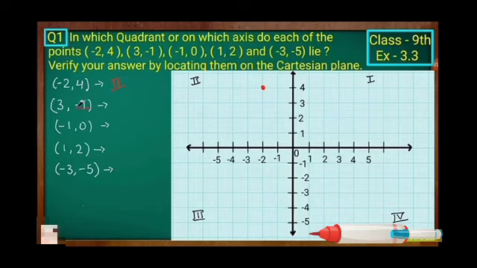Second is 3 and -1. You can see x is positive, y is negative. X is 3, y is -1. So you can see the position here, students. This lies in the fourth quadrant. This is the position for the second coordinate, which lies in the fourth quadrant.